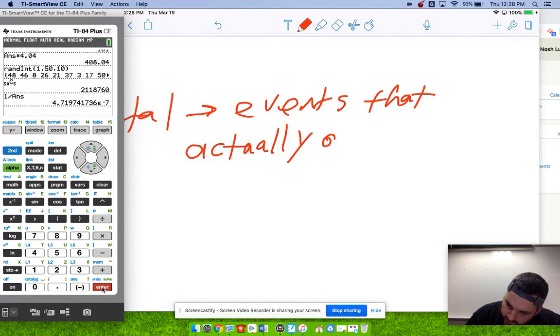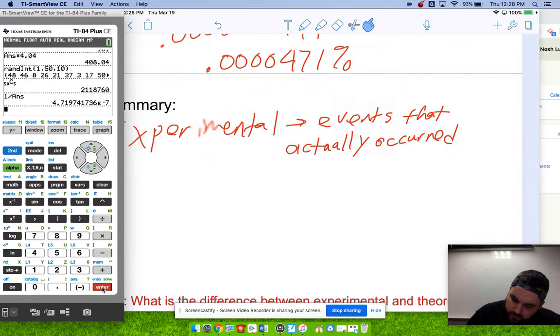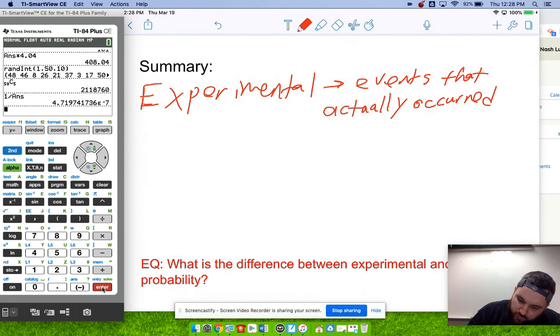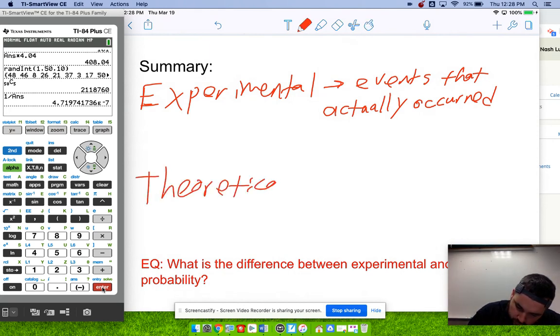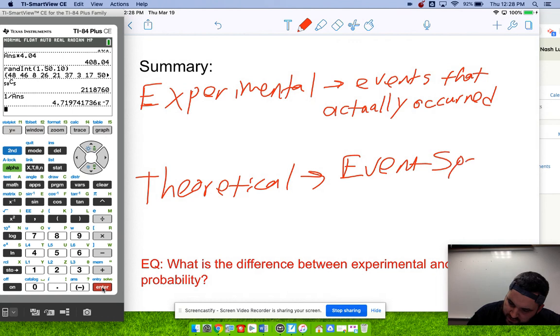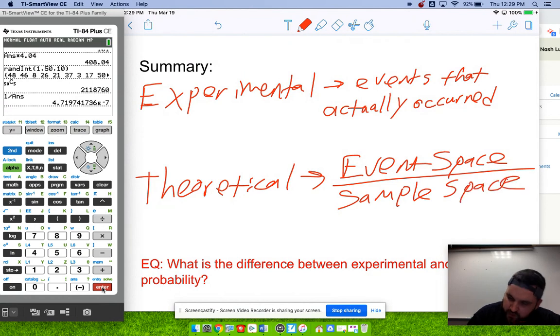Gosh, my handwriting is terrible and I apologize. I think I spelled that right. And then theoretical is, obviously, event space over sample space. And with theoretical probability, you do not actually have to conduct the experiment.